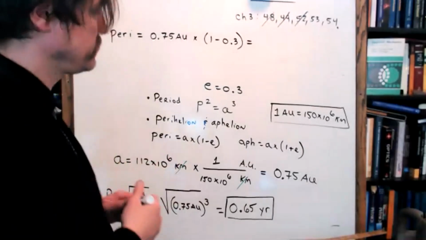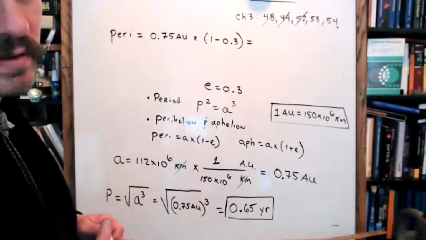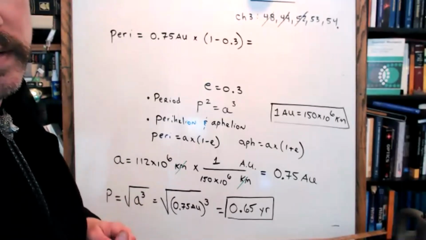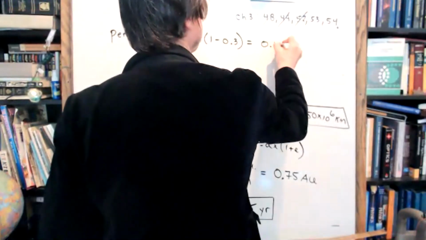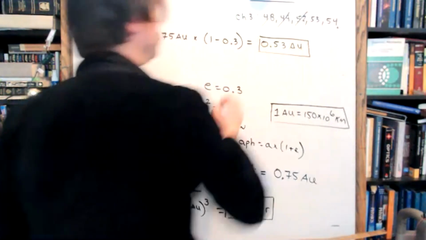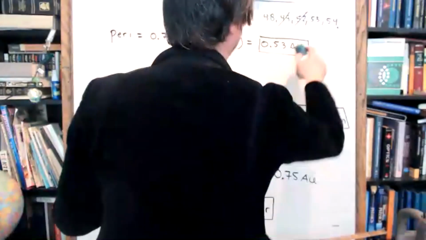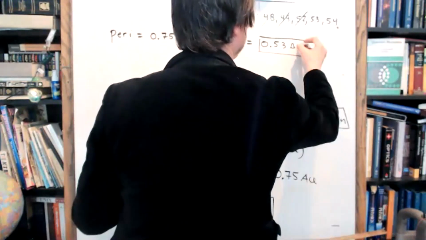0.525. That's a bit ambitious, sig figs wise. 0.53. Units? AU. Beautiful. Yeah, that's good. Do you have AU on this side? Okay, I like to use a capital U.